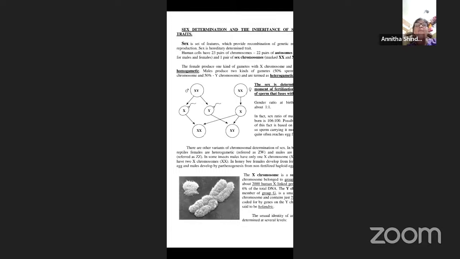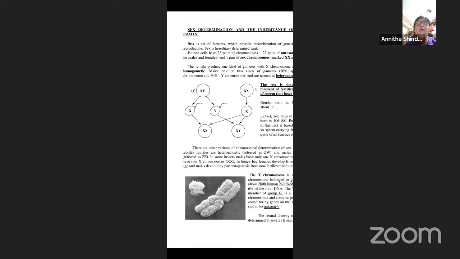So that is why, in humans, we talk about 23 pairs, that is 46 chromosomes, out of which 22 pairs are nothing but the autosomes or the somatic chromosomes, and one pair is a sex chromosome or the allosome. Here, sex is determined.